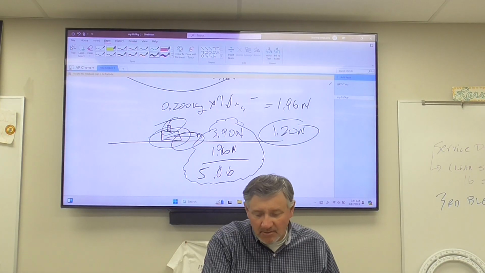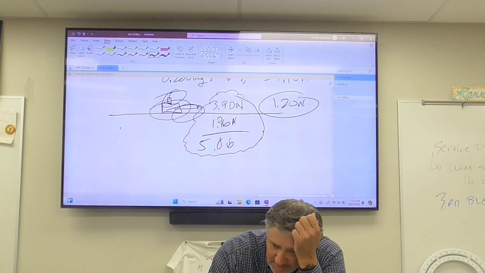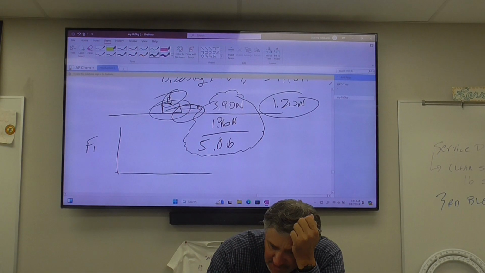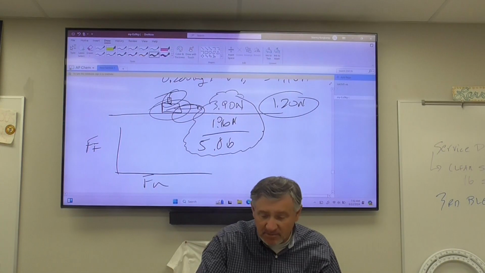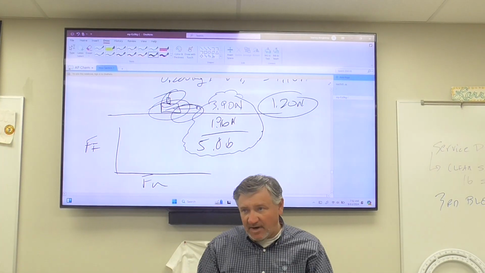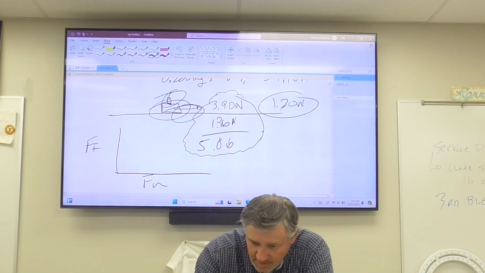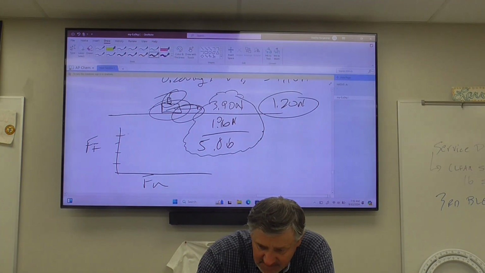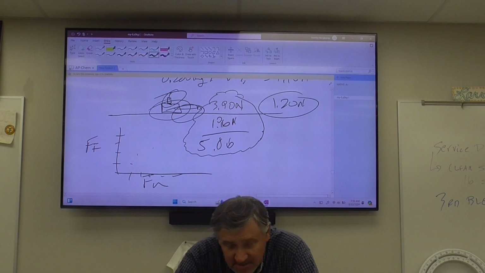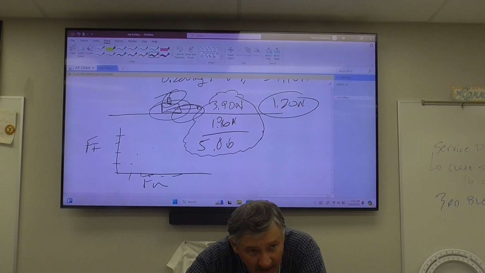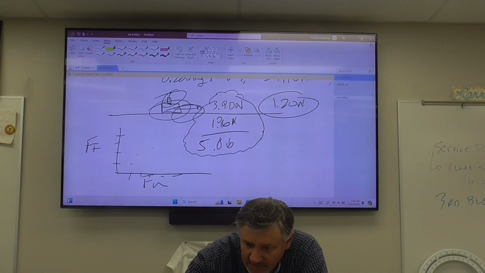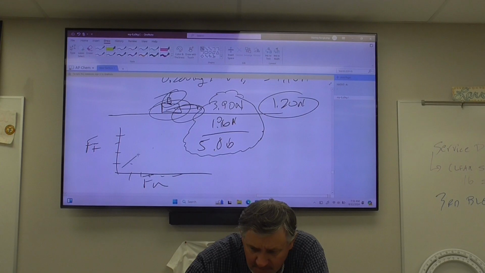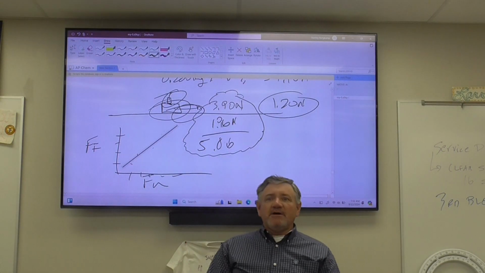All right, so you're going to draw a graph, and you're going to put force friction here and force normal here, okay? So your force normal is just going to be, like in this situation, the 5.86 newtons. You got 1.20, so you're going to set up some scale, okay? And you're going to have some data points. Odds are they're not going to be in a straight line, okay? Should be pretty close, but odds are they're not. Now, this graph might go through 0, 0. It might not. You're just going to draw a line of best fit, okay?